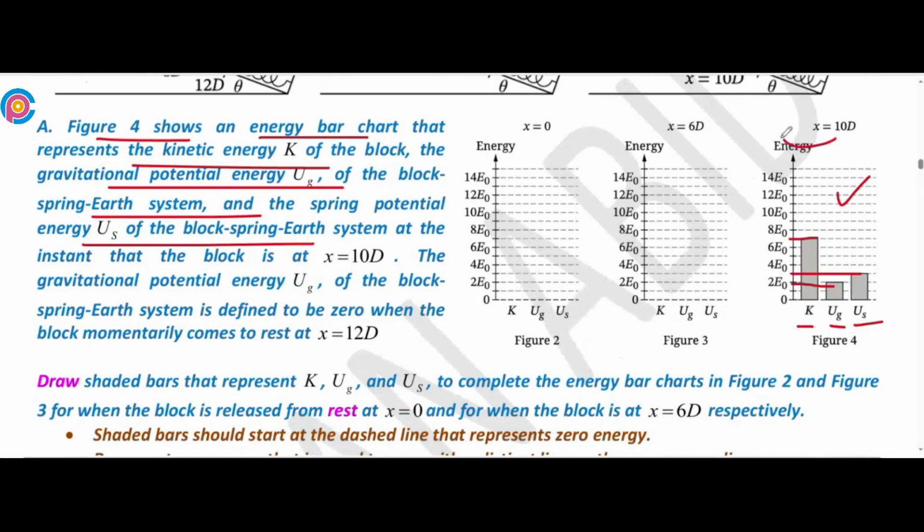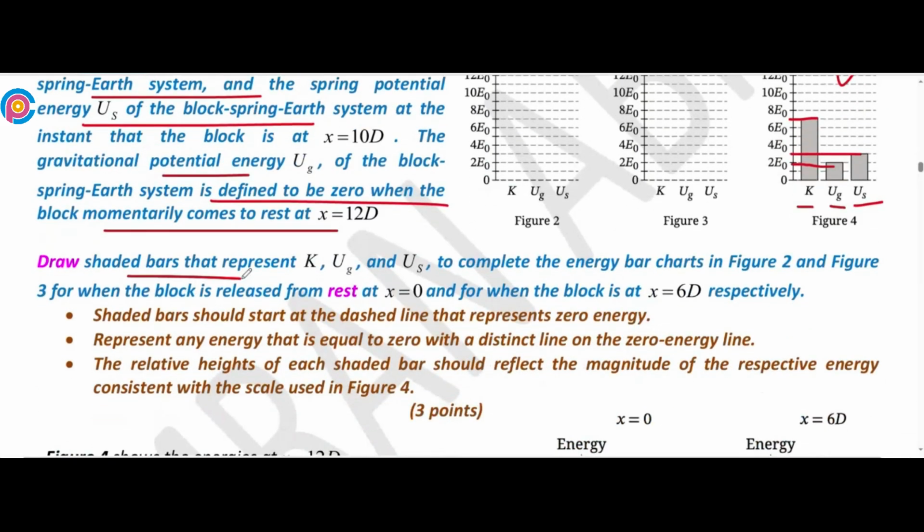This is at position x equal to 10d. The gravitational potential energy of the block-Earth system is defined to be 0 when the block momentarily comes to rest at x equal to 12d. That's the information. Now, draw the shaded bars to represent K, UG, and US to complete the energy bar chart in figure number 2 and figure number 3.